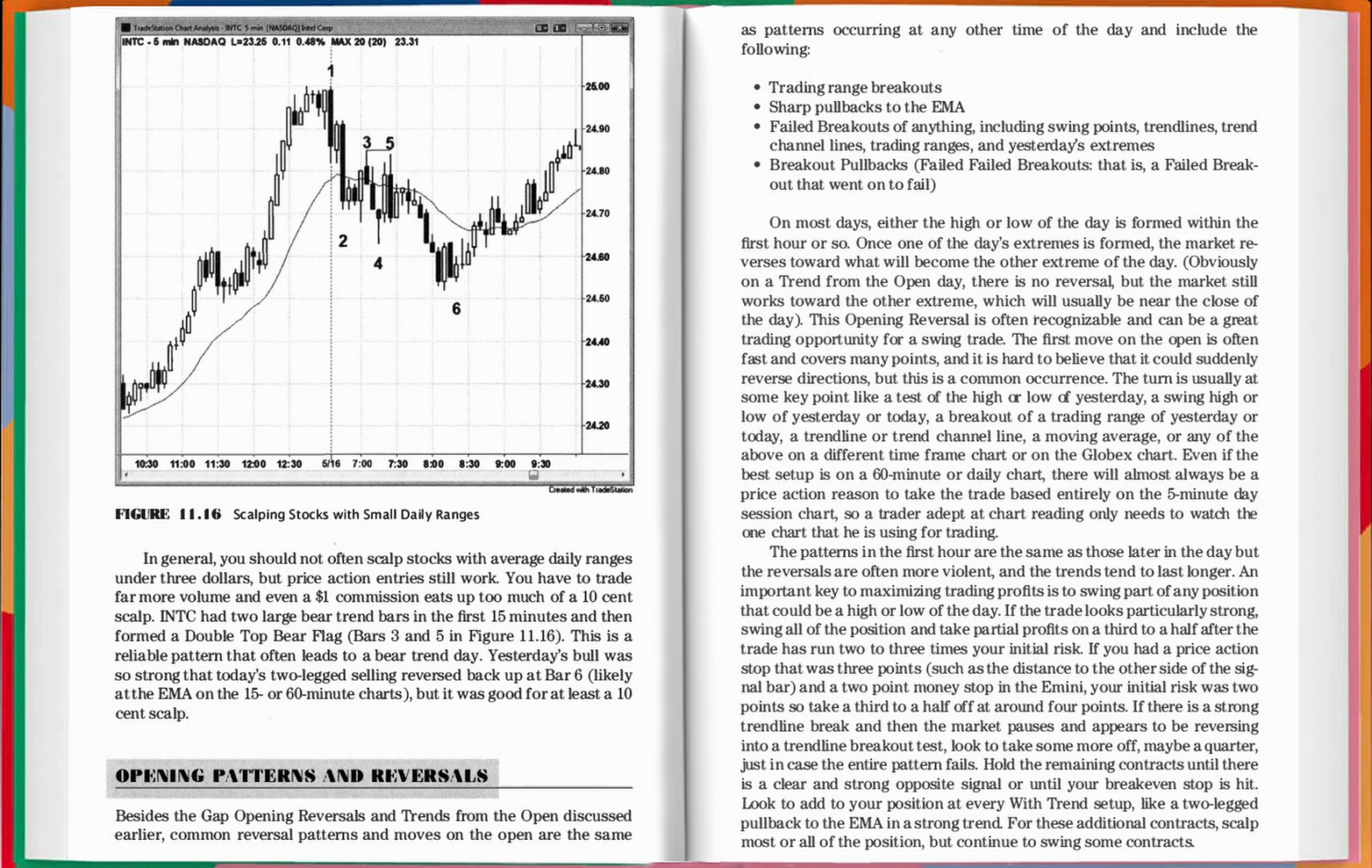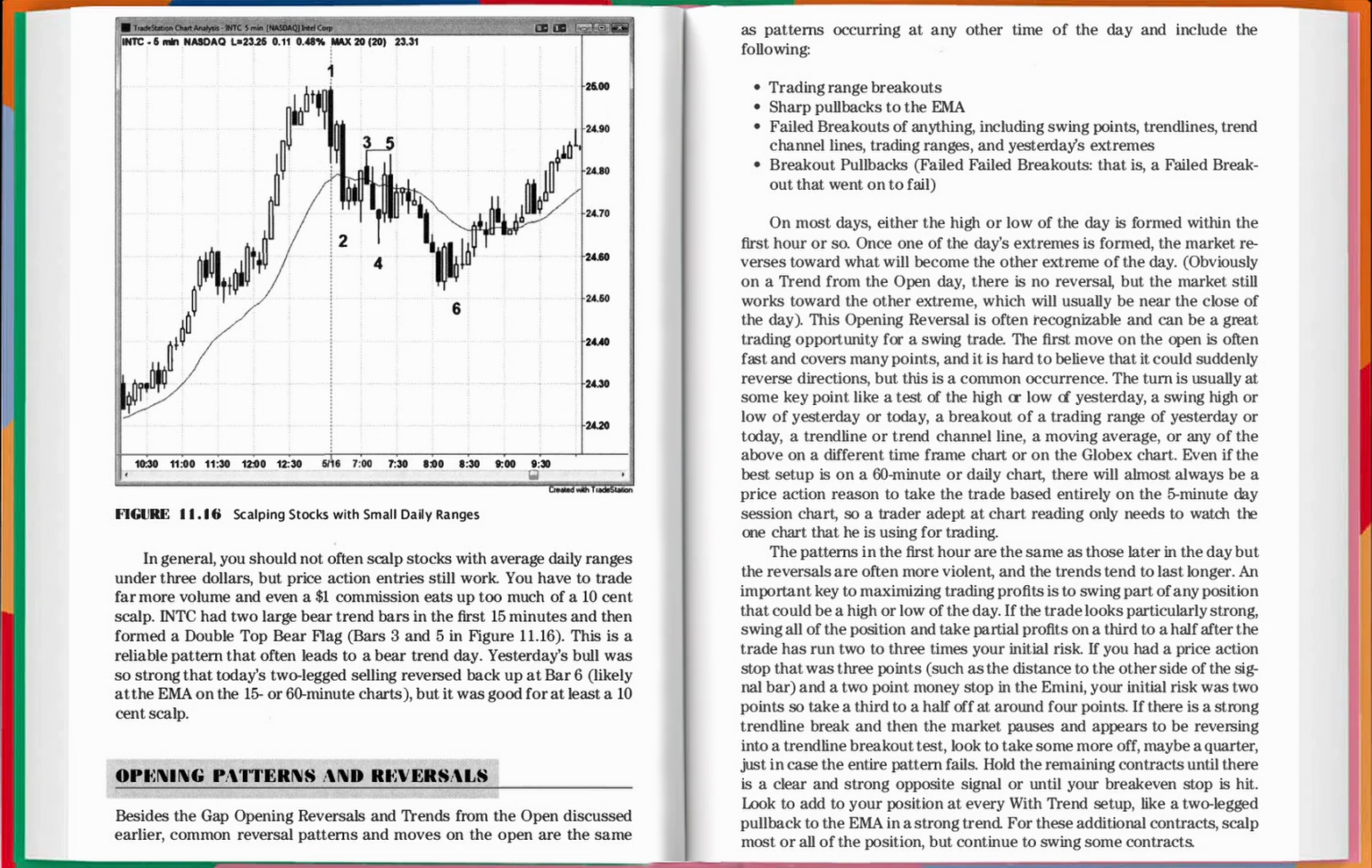An important key to maximizing trading profits is to swing part of any position that could be a high or low of the day. If the trade looks particularly strong, swing all of the position and take partial profits on a third to a half after the trade has run 2 to 3 times your initial risk. If you had a price action stop that was 3 points, such as the distance to the other side of the signal bar, and a 2-point money stop in the E-mini, your initial risk was 2 points, so take a third to a half off at around 4 points.